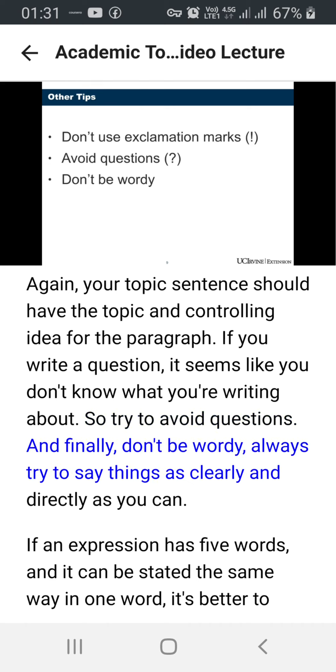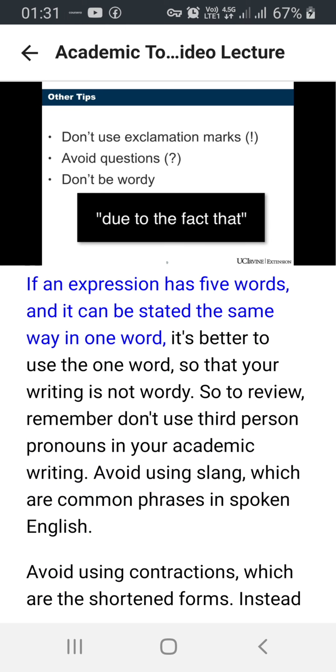And finally, don't be wordy. Always try to say things as clearly and directly as you can. If an expression has 5 words and it can be stated the same way in 1 word, it's better to use the 1 word so that your writing is not wordy.